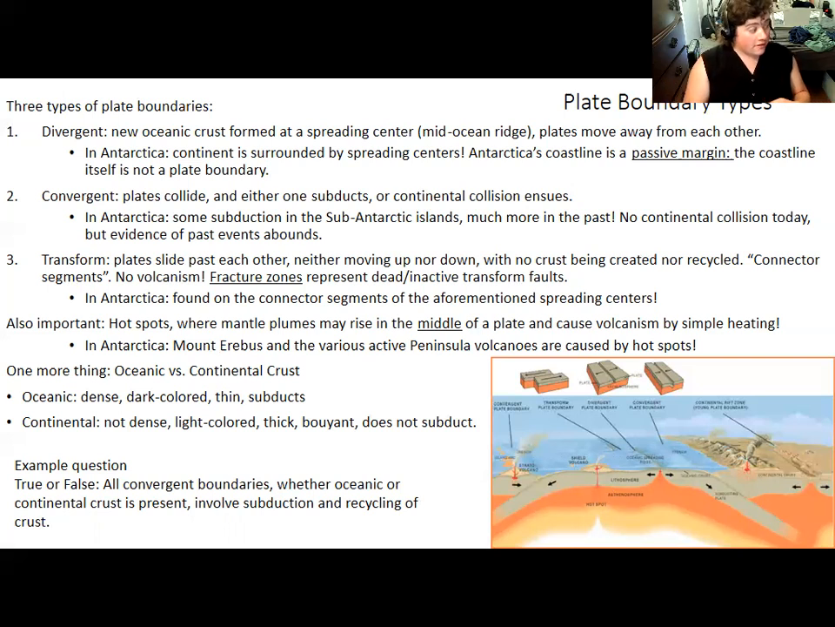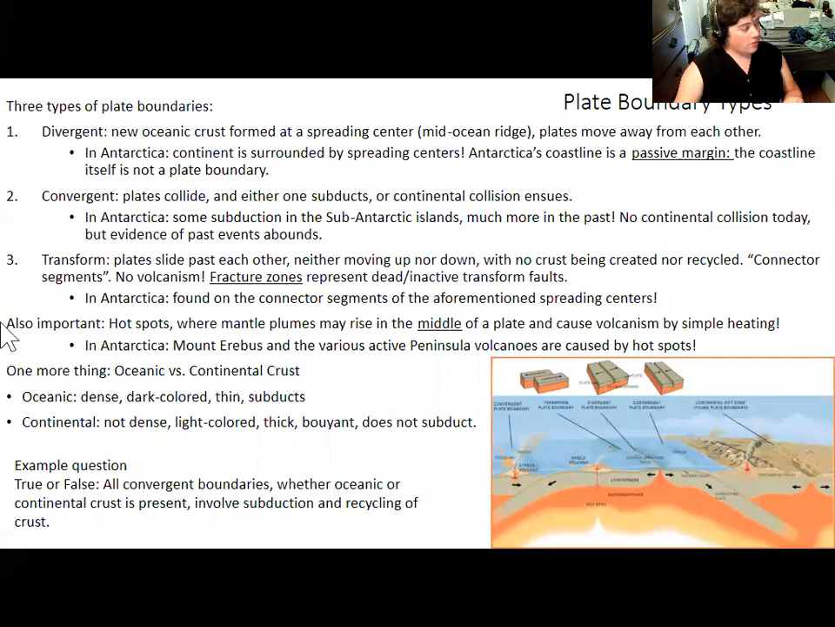They also can happen on land. Yellowstone is a good example of a hotspot that occurs on land. And in Antarctica, we have a hotspot above Ross Island forming Mount Erebus. So we do have some active volcanoes in Antarctica near the coast, but they are not caused by a plate boundary. They're caused by a hotspot. And there's also some active volcanoes in the peninsula caused by hotspots.